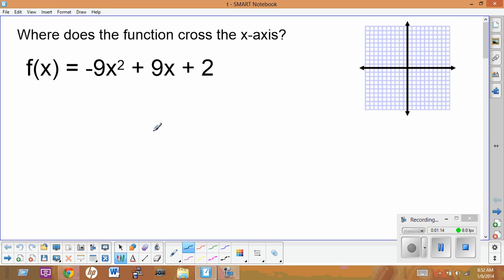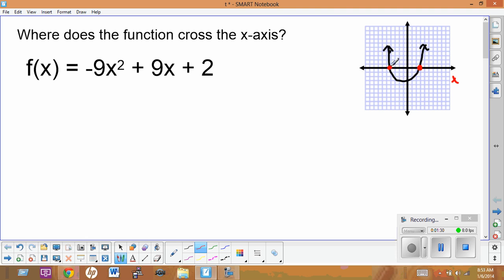Okay, if we remember graphically what this function looks like, it's a parabola. So I'm just going to throw a parabola up here. And the question is, where does it cross the x-axis? Well, the x-axis is here. So we're talking about these points here.